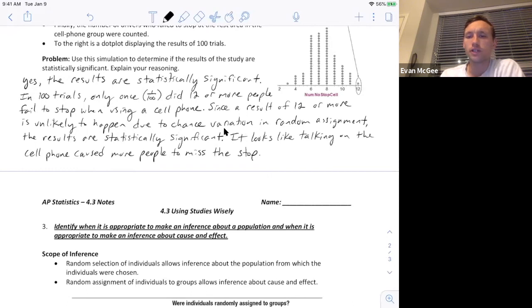There is chance variation in random assignment. That's what this simulation was repeating over and over again. If there were 33 stoppers and the treatments didn't make a difference, then what are the chances that 12 of them were assigned to the cell phone group? Well, we did it over and over and over again, and that only happened 1 out of 100 times. So that means this number of people, 12 missing the stop, couldn't have been due to chance variation in random assignment. It must have been because of the cell phone. The treatment was actually influencing their response.